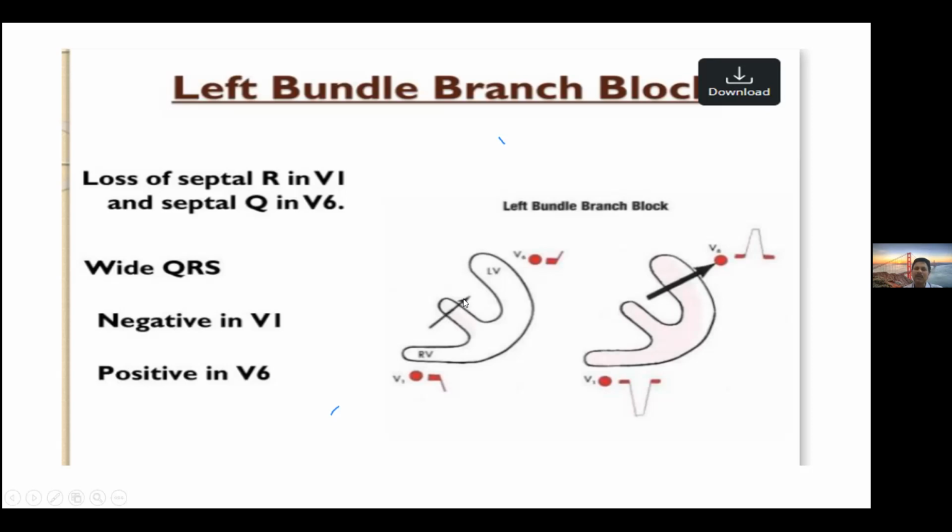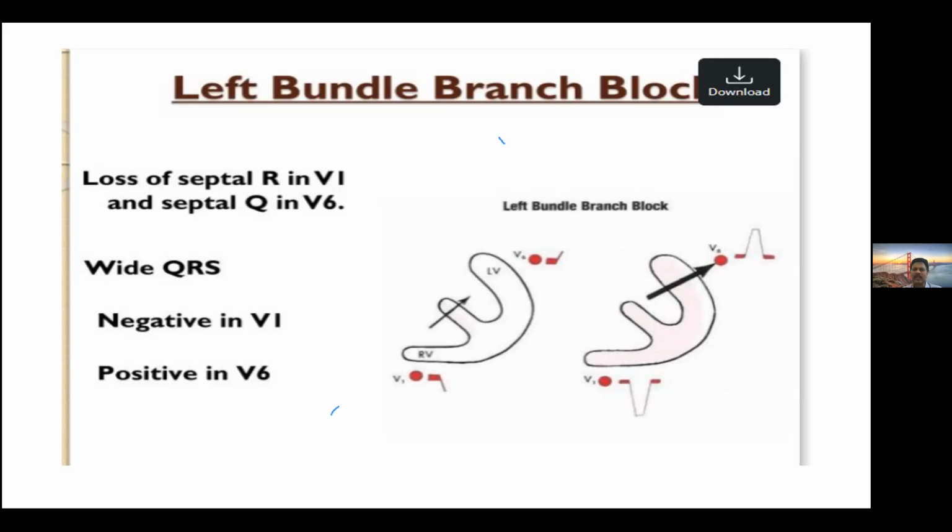So there is going to be an absence of R wave, loss of septal R wave in V1 and septal Q in V6. Because it is not conducting through the conduction system, the QRS complex is wide, usually more than 120 to 140 milliseconds. It is more than 3 or 3.5 small squares. The QRS complex, because it is conducting, V1 is here, all the QRS complex innervation happening from right to left. So all the QRS complex will be negative in V1. V6 will always show a positive QRS complex.